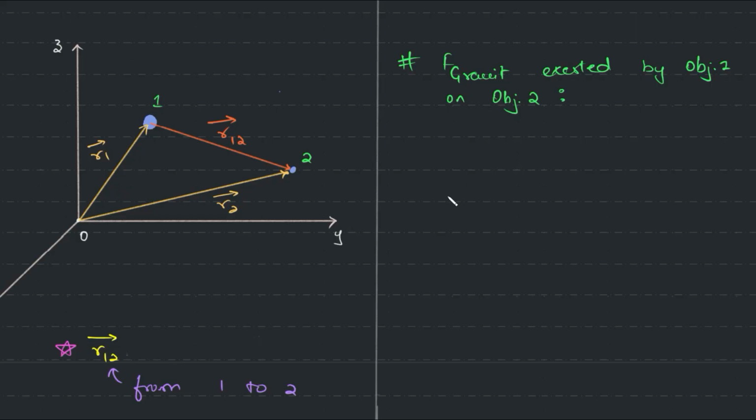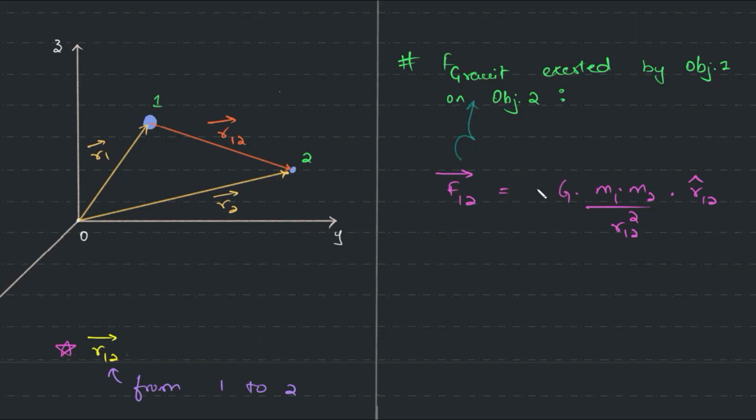Next, the force by 1 on 2. This is how you represent it, and the entire statement is represented in this way. This is equal to G m1 m2 / r12², so this is the magnitude only, times r12 cap.